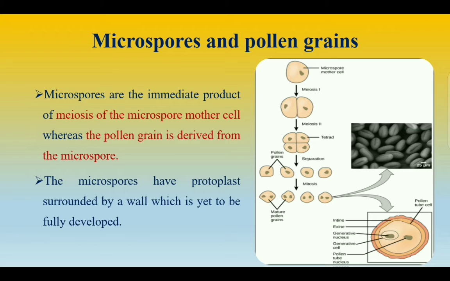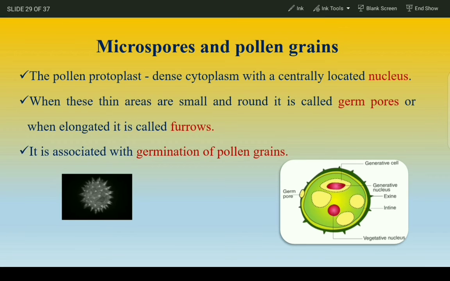Microspores and pollen grains. The microspores are the immediate product of meiosis of the microspore mother cells, whereas the pollen grain is derived from the microspores. The microspores have protoplasts surrounded by a wall which is yet to be fully developed. The pollen protoplast has dense cytoplasm with a centrally located nucleus. When the thin areas are small and round, they are called germ pores, or when elongated, they are called furrows. These are mainly related to the germination of the pollen grains.